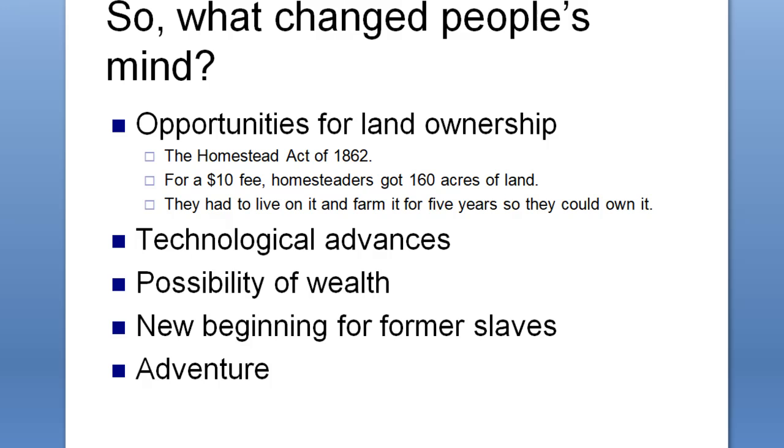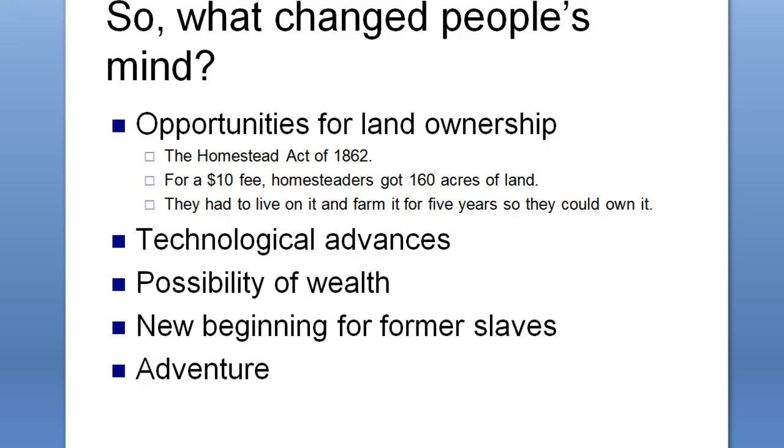So what changed people's minds? Why, after the Civil War, were they so excited or so content with being able to move over to the Plains area? The first thing was the opportunities for land ownership. We talked specifically about the freed slaves in the South being able to own property, which meant true freedom, meaning that they were able to create wealth and their own property. So the Homestead Act of 1862 was created, and for a fee of $10, homesteaders got 160 acres of land. They had to live on it and farm it for 5 years, and after that they would own that property, meaning that they would have a settlement.